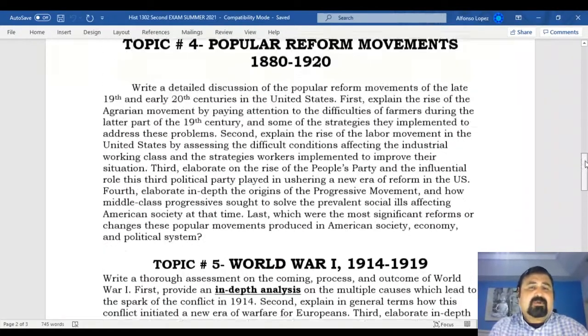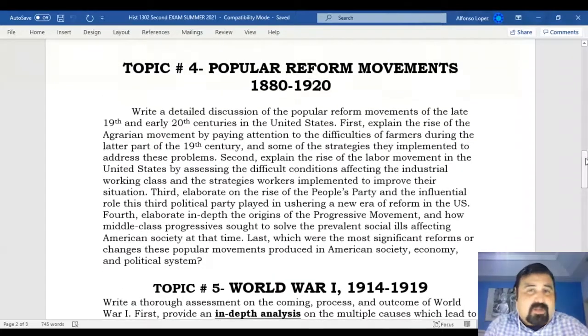Just to give you an example, if you choose topic number four, I'm going to choose one question here. It says, first, explain the rise of the agrarian movement by paying attention to the difficulties of farmers during the latter part of the 19th century and some of the strategies they implemented to address these problems.